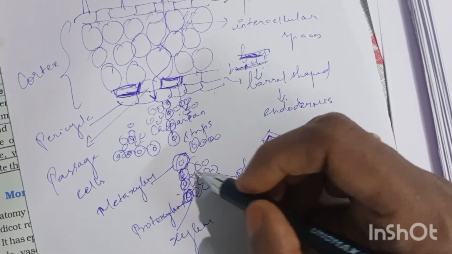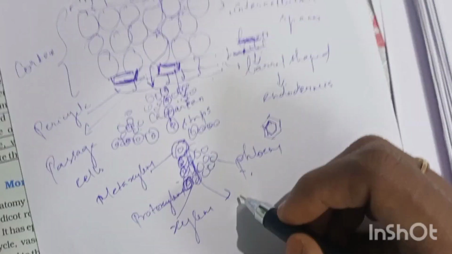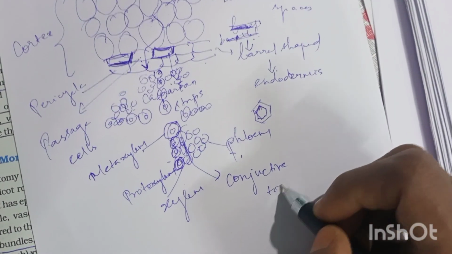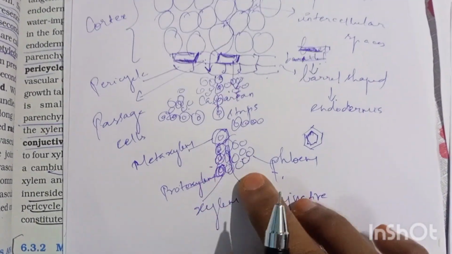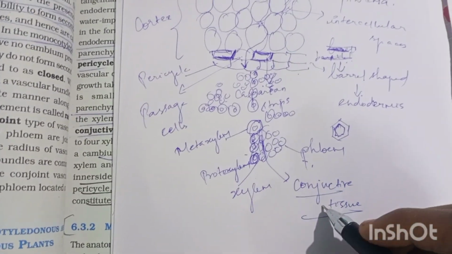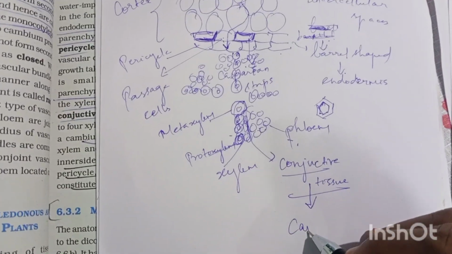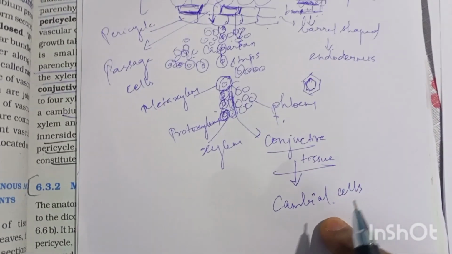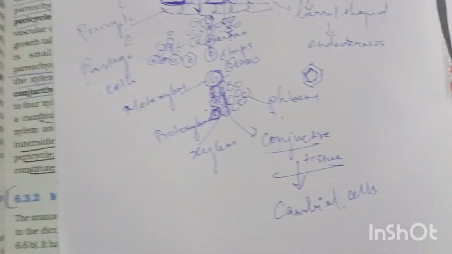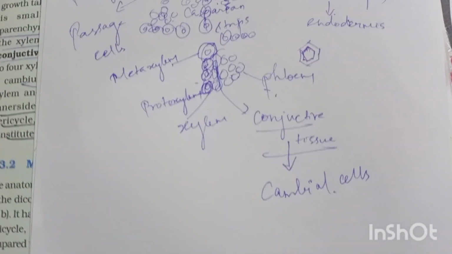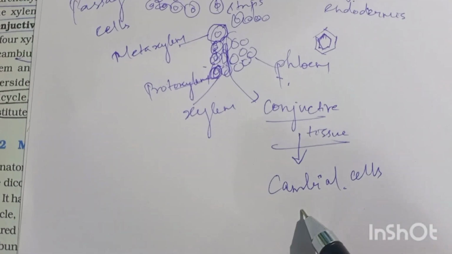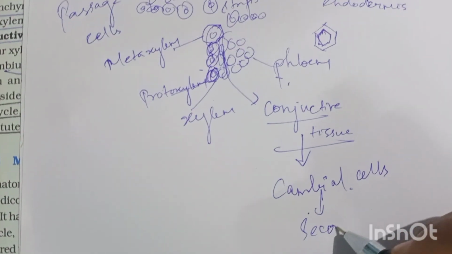This phloem and xylem are connected by a tissue, that is a group of cells called conjunctive tissue. What is the function of this conjunctive tissue? It joins xylem and phloem, and this conjunctive tissue will later develop into cambium or cambial cells. Cambial cells, as we have seen in the last class, are capable of regaining their meristematic activity, and are capable of producing new cells that will result in secondary growth.